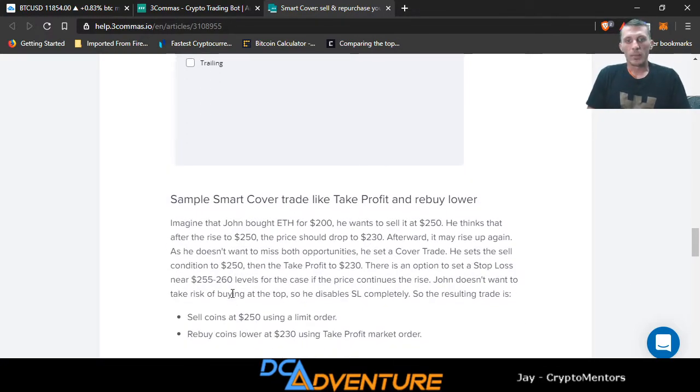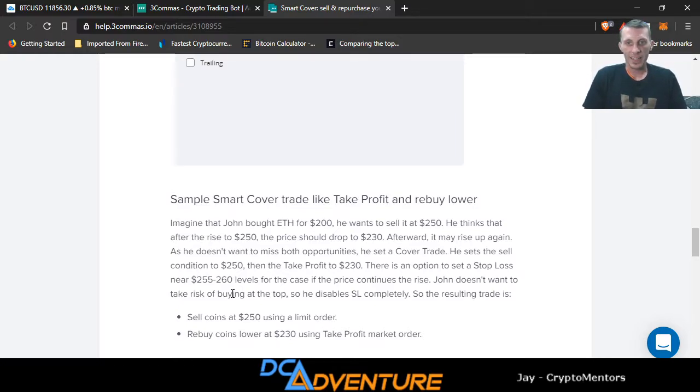So imagine that John bought ETH for 200. He wants to sell it for 250. He thinks that after the rise to 250, the price should drop to 230. Afterwards, it may rise up again, and he doesn't want to miss both opportunities. He set a cover trade. He sets the sell condition to 250, then the take profit to 230.